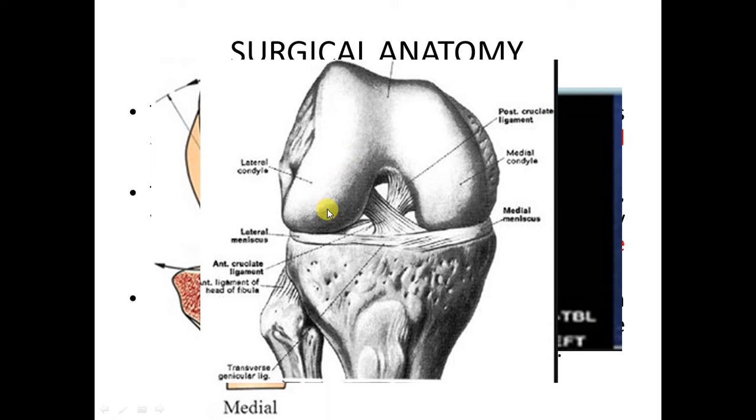Screw home mechanism is due to a lot of factors. The medial plateau is longer in AP and stronger, so it needs a higher energy trauma to be fractured.